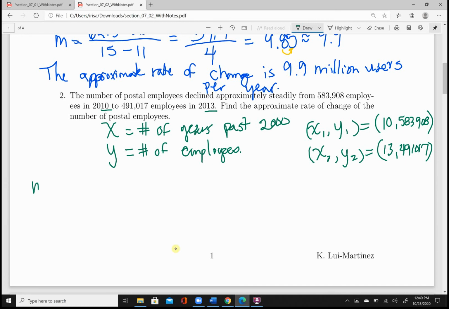There we go. So those are our ordered pairs. And so our slope calculation, or rate of change calculation, same thing, is going to be 491,017 minus 583,908.